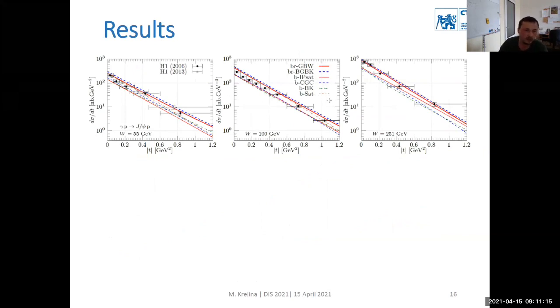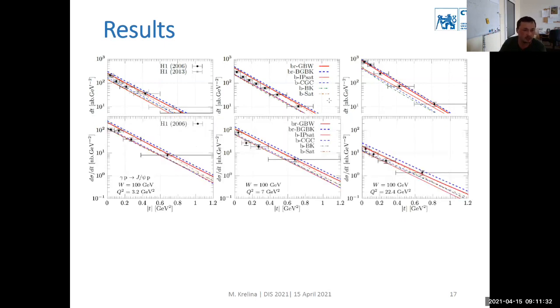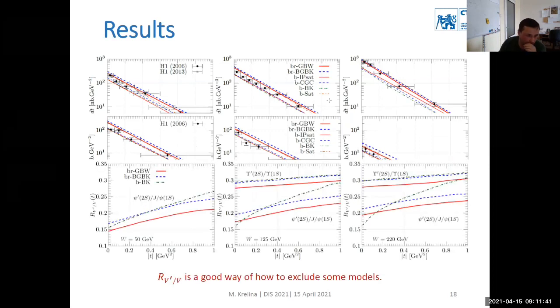So just for comparison with other models, there is a comparison of GBW and BGBK with other models. For all, we use the same wave function, of course, though you can use a different wave function, even a different QQ bar potential. You can put different up and down shifts. But the agreement we found pretty good for different energies, even for electroproduction, which means for a higher Q square. And again, especially for the ratios, for charmonia, the ratio is a pretty good tool to exclude some models: okay, this is a better way to study, this is not so good.